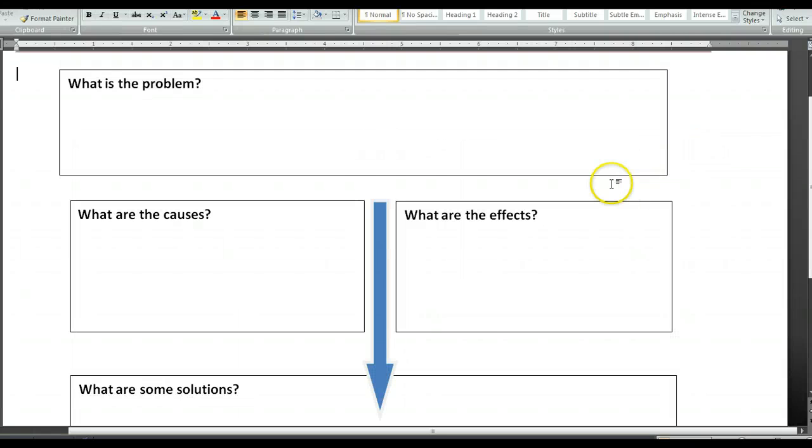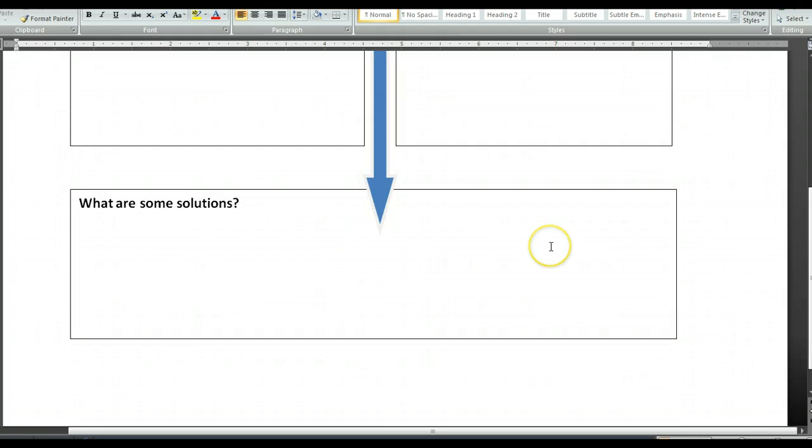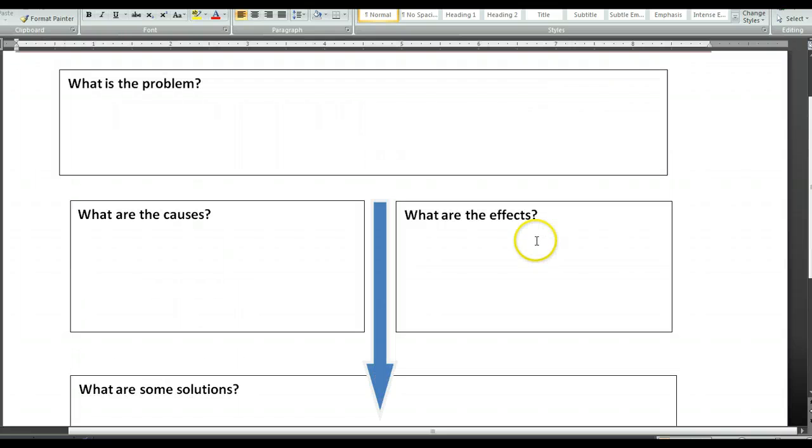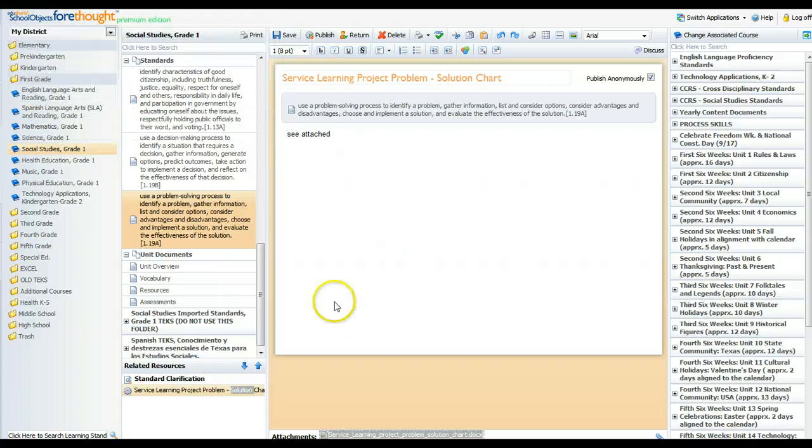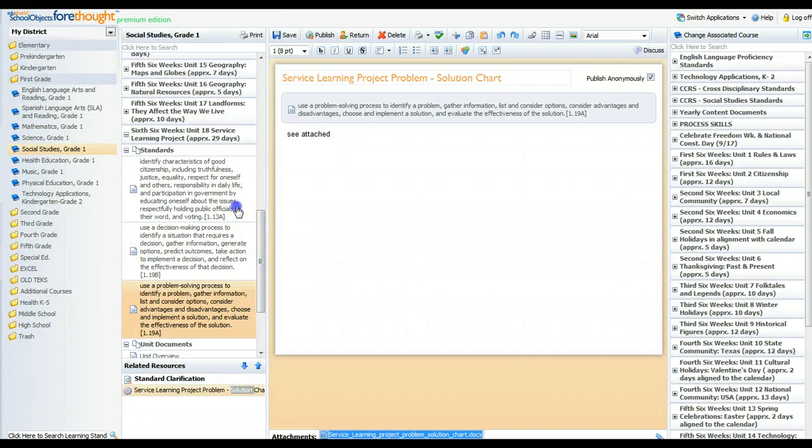So you might look at several and then talk about what the problem is, what the causes are, what the effects are, and what some solutions would be. I think this would be a great worksheet for you to use when you're trying to make the decision about what to look at. So this is a process I definitely want to get out to you. Now let's look over here at each one of the TEKs.